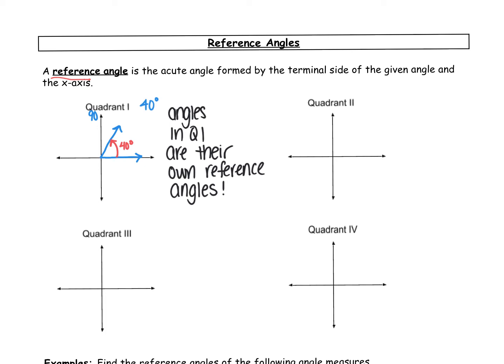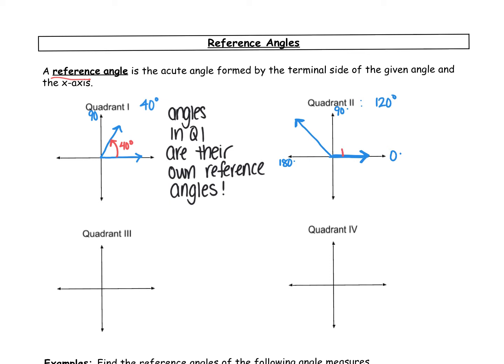So let's do an example maybe in quadrant 2. I'm going to pick maybe 120 degrees. So if I want to graph that, I need my initial side, which we know is here, right? That's my 0. We know this is 90 and this is 180. So 120 is probably going to be somewhere here.